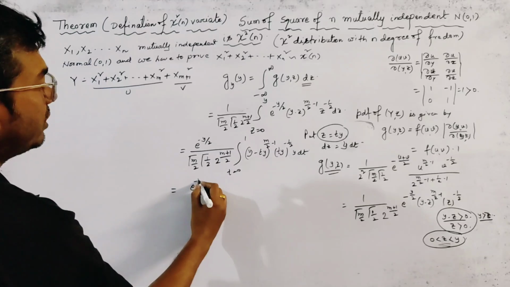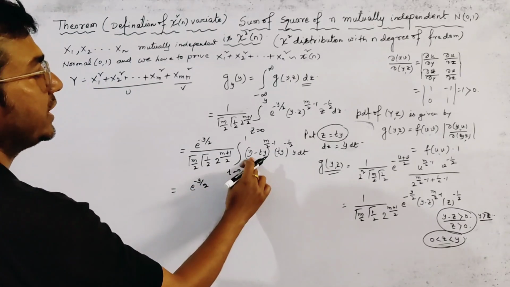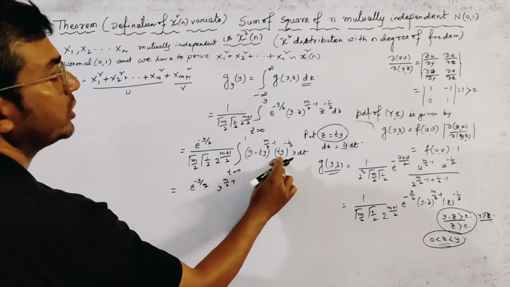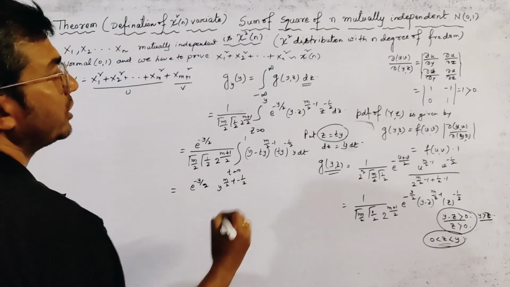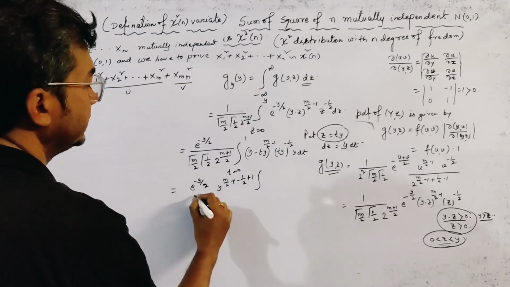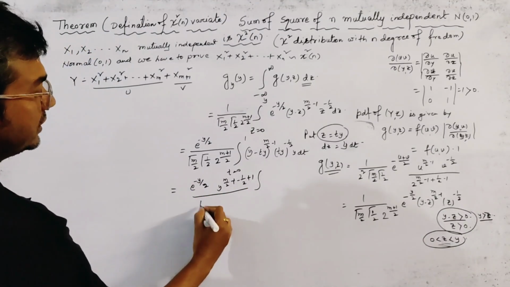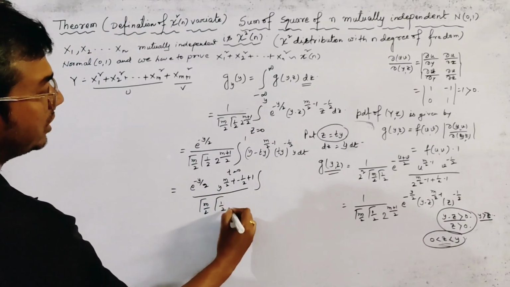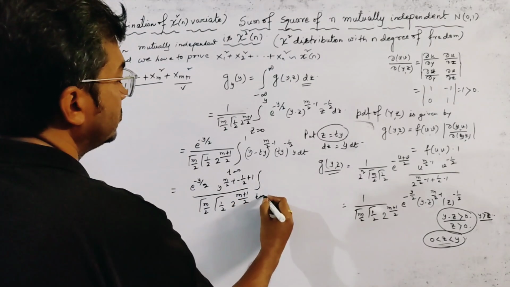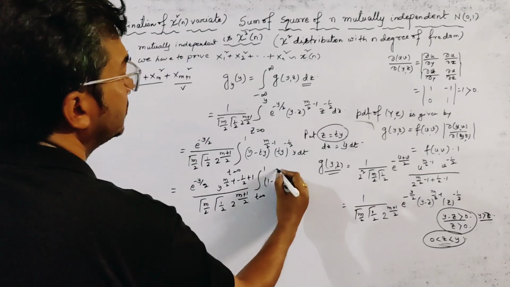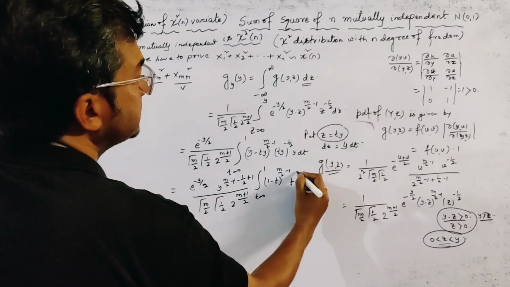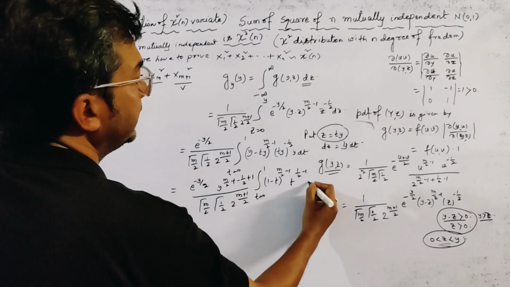We get e to the power minus y by 2. From here we get y to the power m by 2 minus 1, and from here y to the power minus half. So this is also minus half, and this is also plus 1, and we get in the denominator gamma m by 2 gamma half 2 to the power m plus 1 by 2, and this is t equal to 0 to 1, 1 minus t to the power m by 2 minus 1, and t to the power, we again write this, half minus 1 dt.